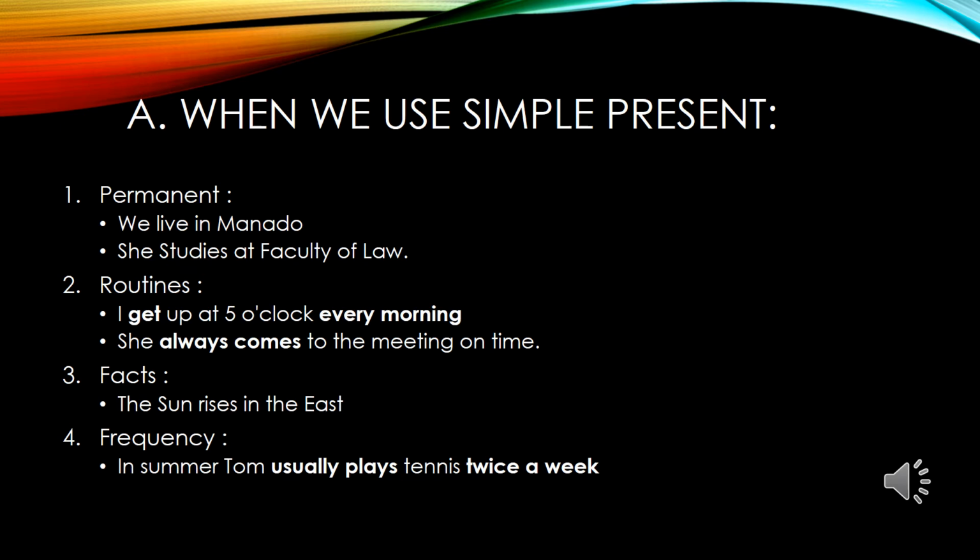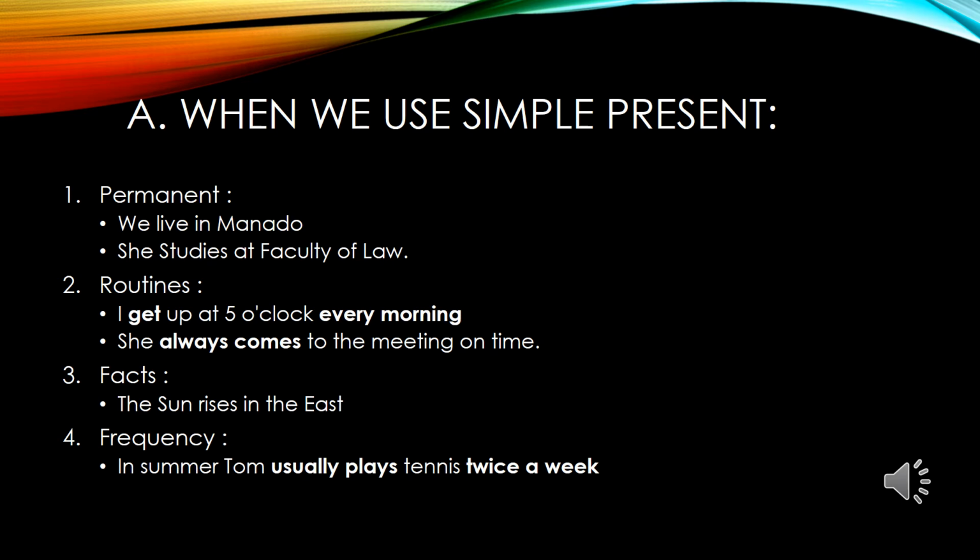So let's look at another situation in which you can use the present simple tense: for routines. A routine is something you do regularly. For example, I get up at 5 o'clock every morning. She always comes to the meeting on time.